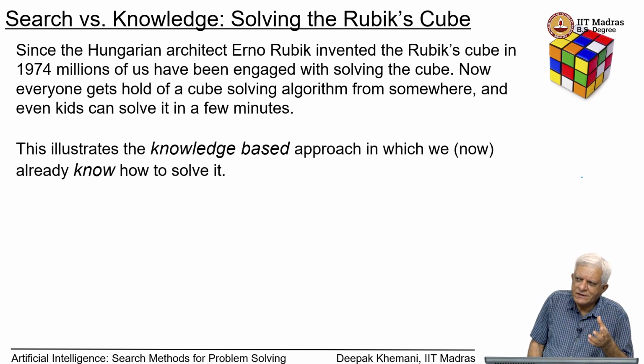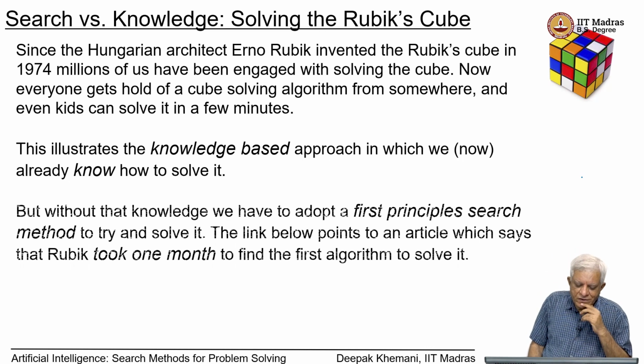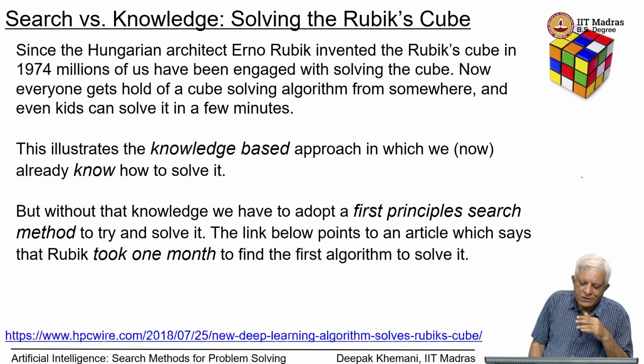This illustrates a knowledge based approach to solving problems, which means that somehow we already know how to solve the cube, and we just do some kind of pattern matching with the given cube, and we know that with this pattern this is a move you should make, and so on and so forth, and people can solve it very quickly. But if you do not know the solution, then you would do trial and error or first principles methods to solve it, and that is what we are going to explore in this course.